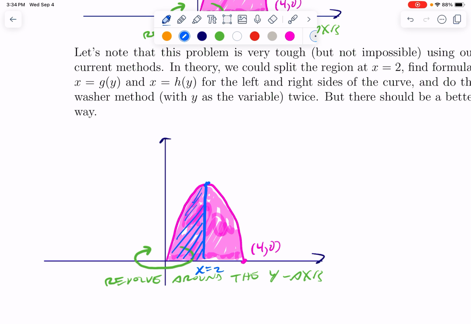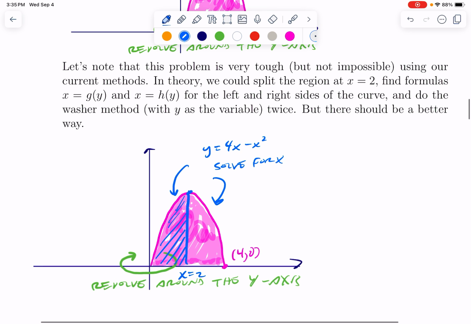Since we're spinning around the y-axis, we would actually have to take this equation, y equals 4x minus x squared, and solve for x. And we'd actually have to get a solution on each side. It is theoretically possible, but really, really ugly, and we might be left with an integral we don't know how to do even after we've set it up. Right? Maybe it would be a lot of hard work and we would still have only the calculator. There should be a better way of doing this.